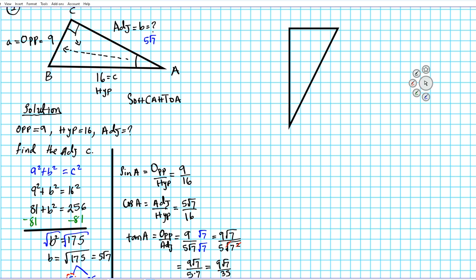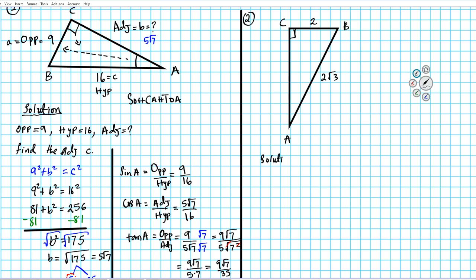All right. Now let's take a look at question number 2. So for problem 2, let's say we have a right triangle like this. And then this is C, A, and B. And then this side is 2 root 3. This side right here is 2. And you have to find all three trig ratios. Okay, so how do we do this? Let's go ahead and set this up.